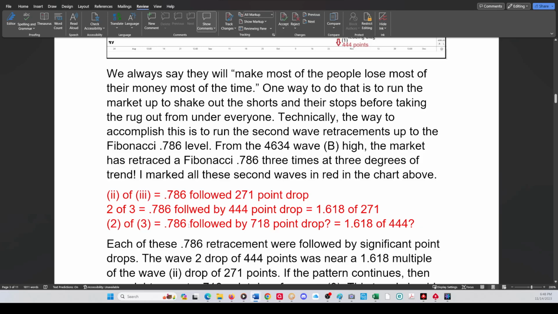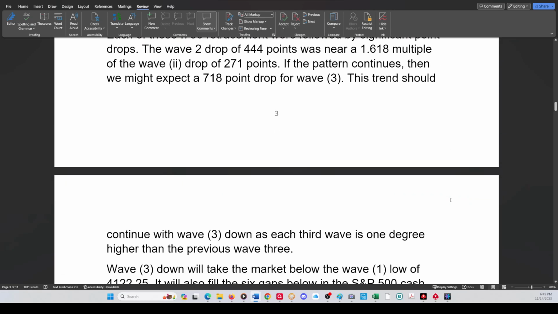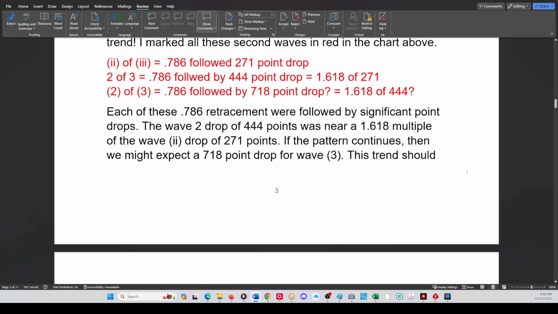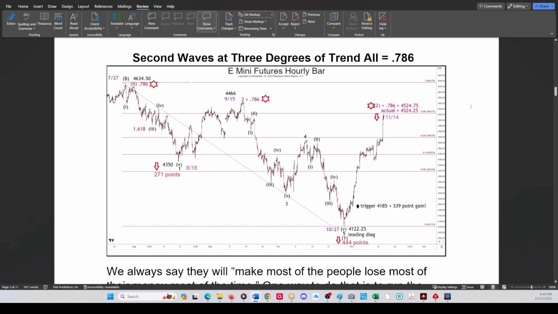If that repeats itself, which the markets usually do, it should be about a 718 point drop, which would be the 1.618 multiple of the 444 point drop. So we'll see. All these 786 retracements were followed by significant point drops. Okay, and the trend should continue, and we should see this thing go down and take out that wave one low. Again, that gap is above. So I'd allow it another day or two with that 11/16 turn date, which has been pretty accurate.